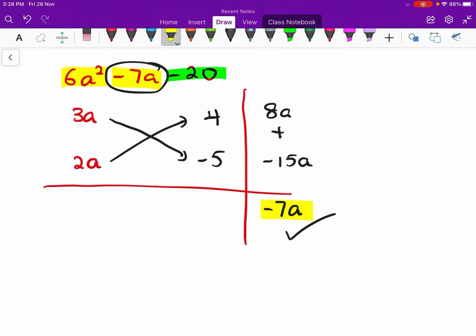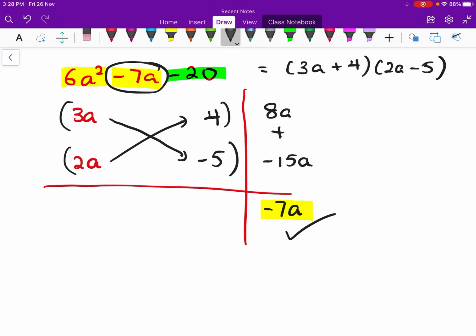After seeing that they are the same, you put a bracket here and a bracket here. So the factorization is equal to 3a plus 4 in brackets, and after that, 2a minus 5 in brackets. This is how we do our more challenging quadratic factorization. Now you can try the rest of the questions.